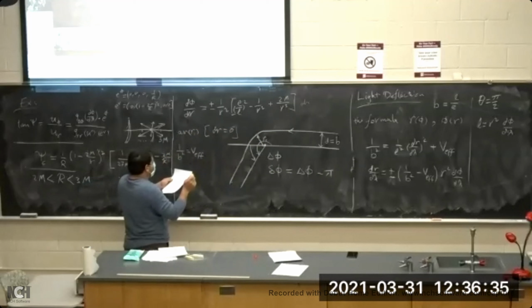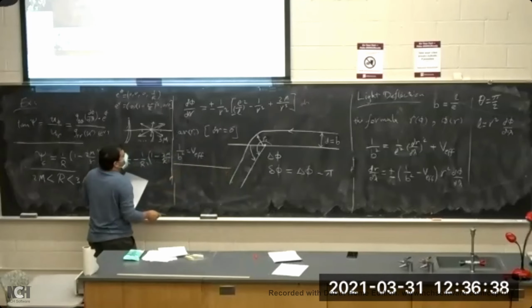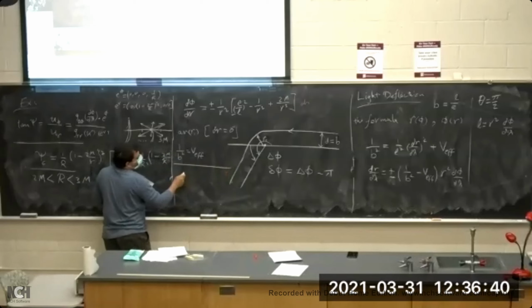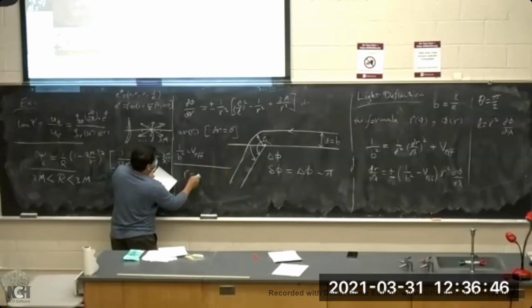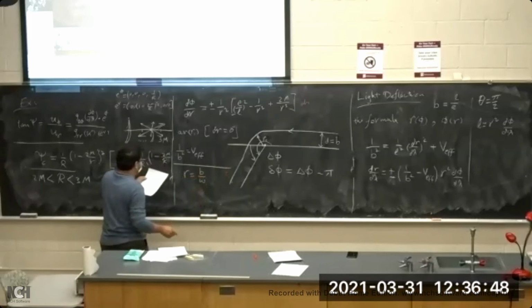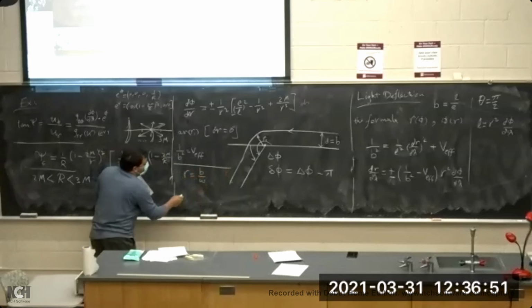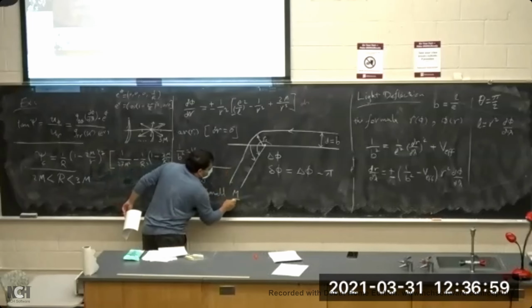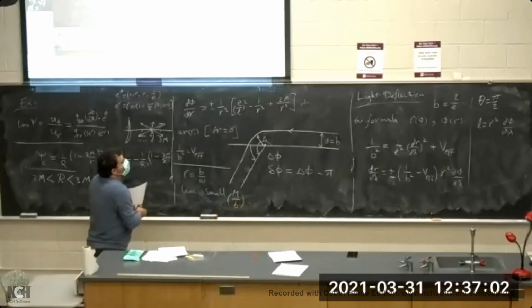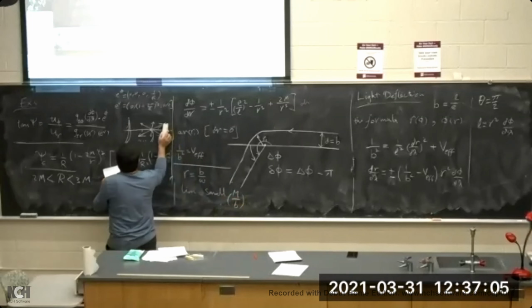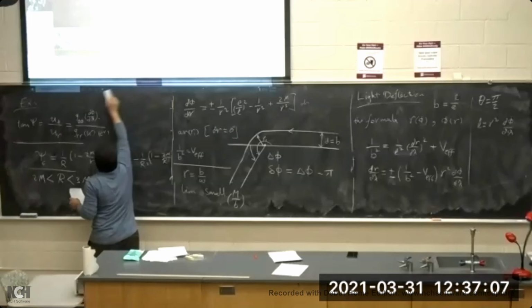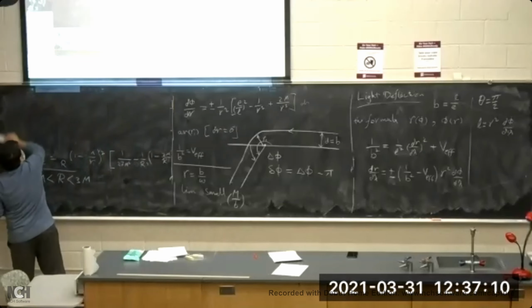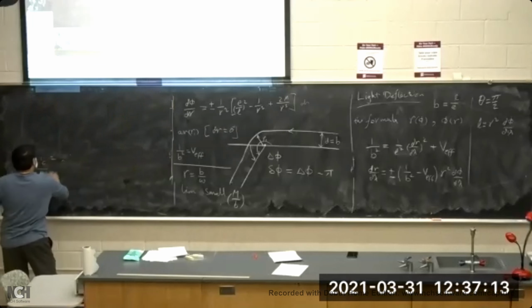To solve this equation, we need to define this quantity, R, which is equal to B over omega S. And we need to take the limit for small m over B. Finding this integral will give us this approximated value for the total delta phi.